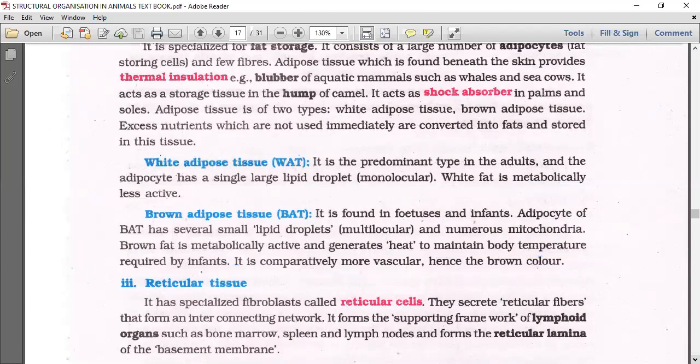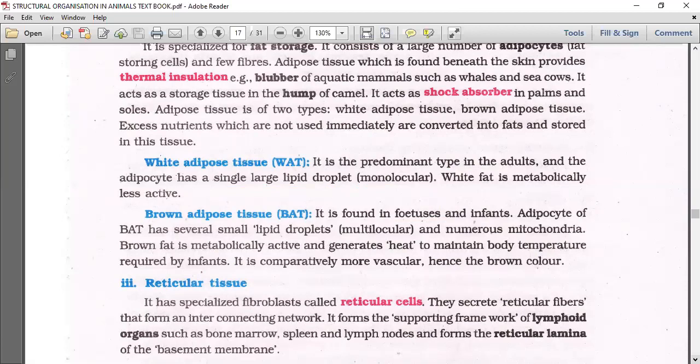Okay, so that is the story of white adipose tissue and brown adipose tissue. You see here, white adipose tissue is the predominant type in adults. Brown adipose tissue is found in the fetuses and infants. White adipose tissue has a single large lipid droplet, called monolocular lipid droplet. Brown adipose tissue has several small lipid droplets, called multilocular lipid droplets.